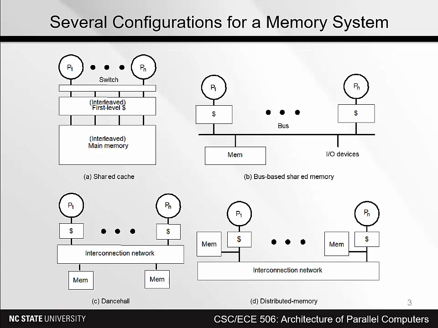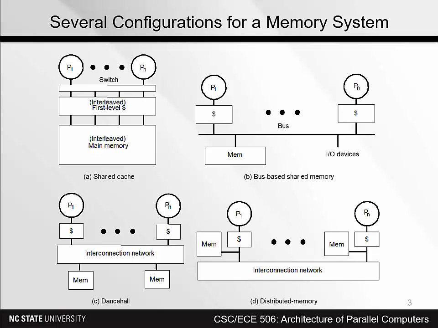Several configurations are possible for a memory system. First of all, there's the shared cache, which is popular in chip multiprocessors such as the Power 4, Sparc, Pentium, and Itanium. Then there is a bus-based shared memory where all of the processors are on one side of the bus and memory is logically, anyway, on the other side of the bus, so that memory references need to traverse the bus to get from processor to memory.